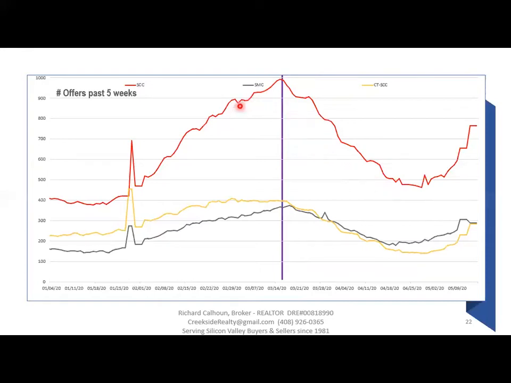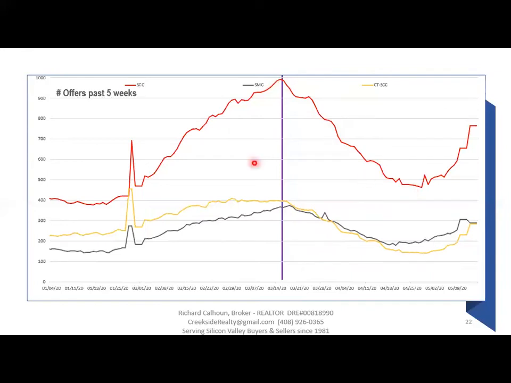So you can see the pending transactions were going up in all 3 graphs. Shelter in place, the vertical purple line, was announced, and boom, they all started coming down. So the buyers basically disappeared. And they didn't completely disappear. You know, you were basically at 1,000 for Santa Clara County single family homes, and you came down to basically 500. So we lost 50% of the buyers.